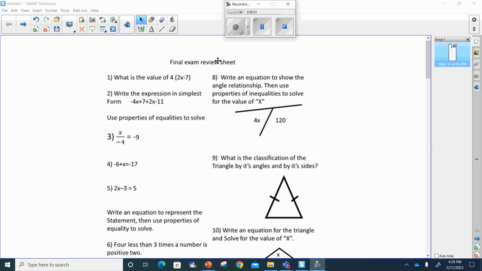Ahead and work on the final exam review. Let's start with number one. It says, what is the value of 4 times 2x minus 7?